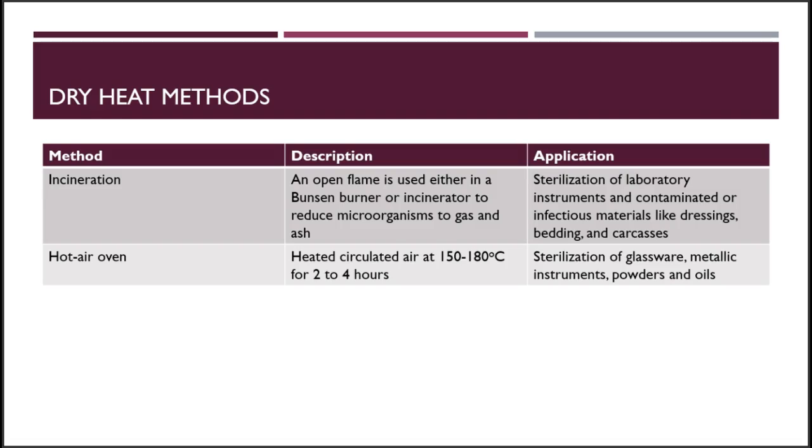The hot air oven is another method that uses dry heat, and air is circulated in the oven at 150 to 180 degrees Celsius for 2 to 4 hours. This method can be used to sterilize glassware, metallic instruments, and then powders and oils that cannot be sterilized in the autoclave because of the moisture. We can use dry heat to sterilize those substances.